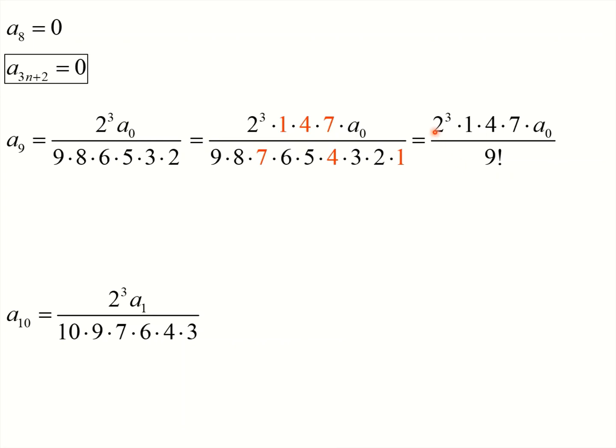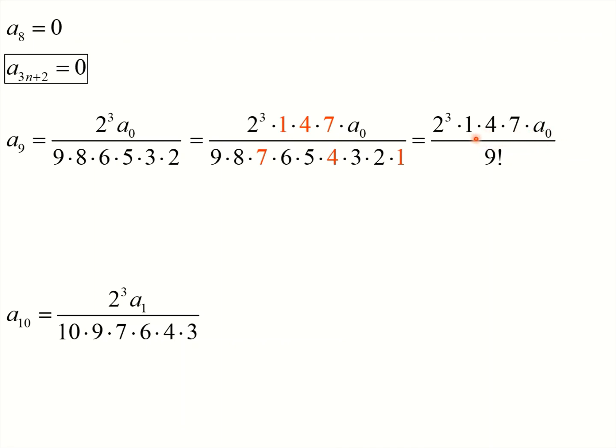And then you have a 2 to the n power, because n is 3 in this case. Now you're saying, I thought n was 7. Just ignore the fact that we had 7 plugged in to get this. N is 3, because this is 3 times 3. So you have a 2 to the 3 on the top, and then you have a 1, a 4, a 7, and then the a naught.